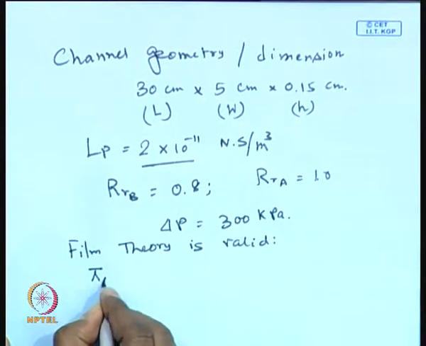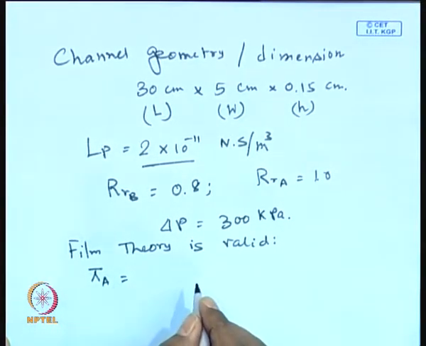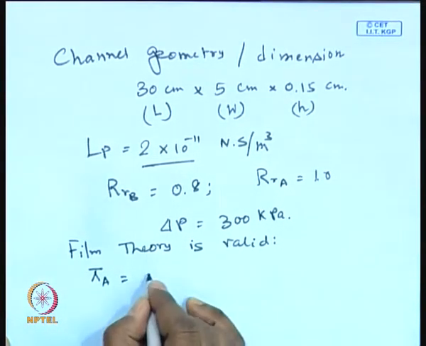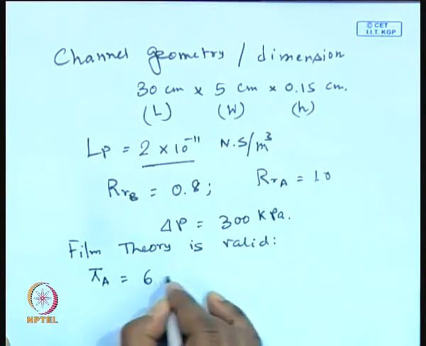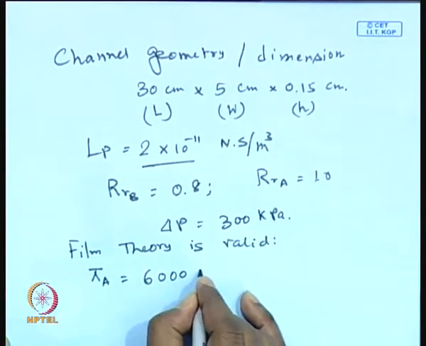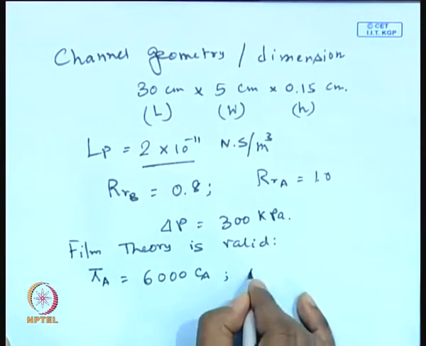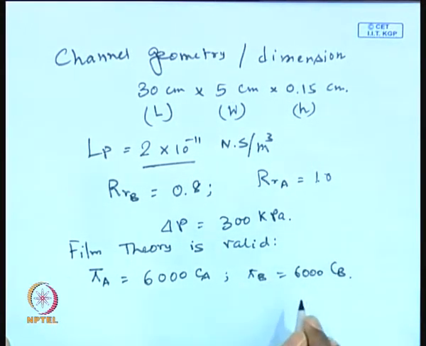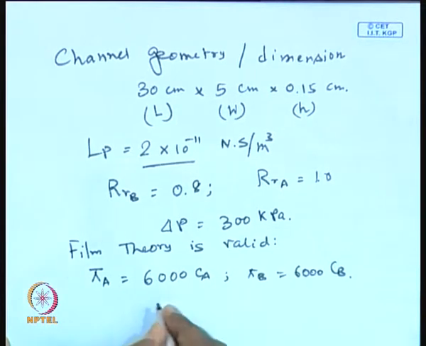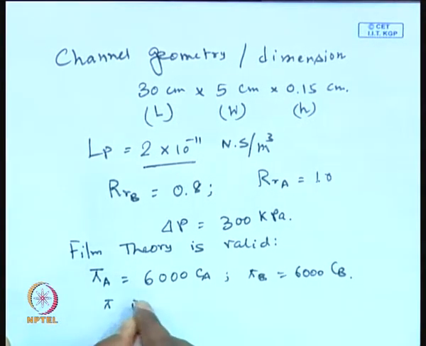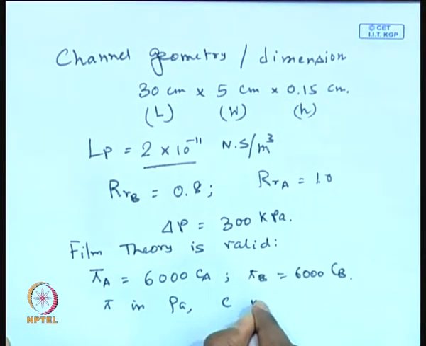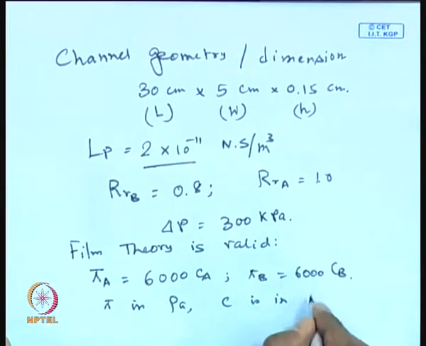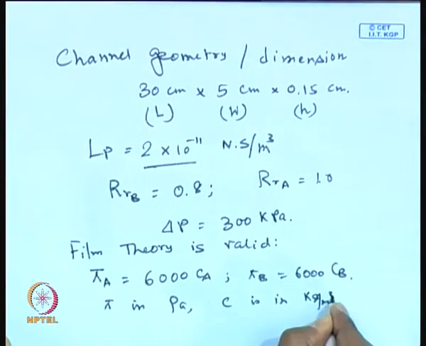Osmotic pressure of the solution for component A is varying as 6000 times Ca, and pi of B is 6000 Cb, where pi is in Pascal and C is in kg per meter cube. That means milligram per liter has to be converted into kg per meter cube. Okay.